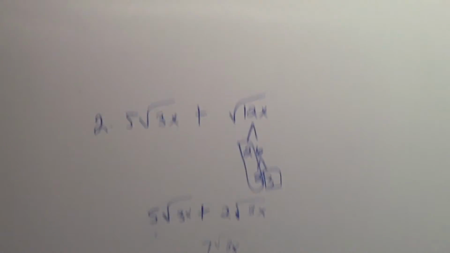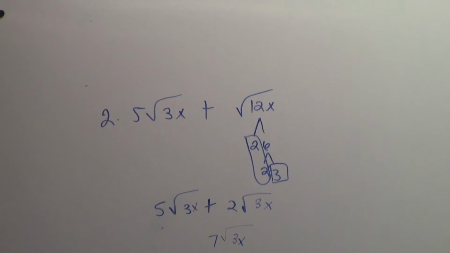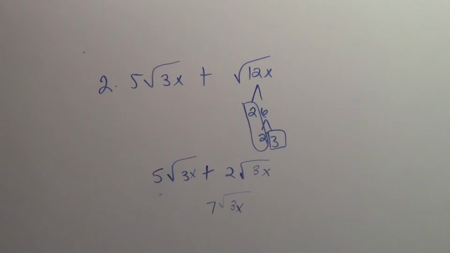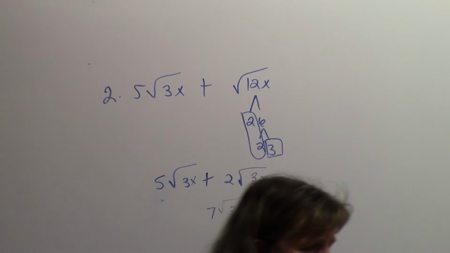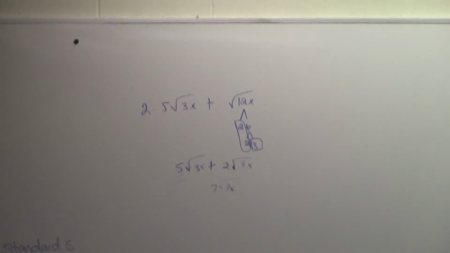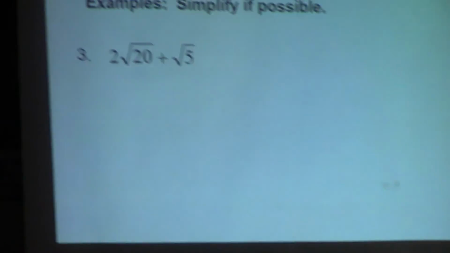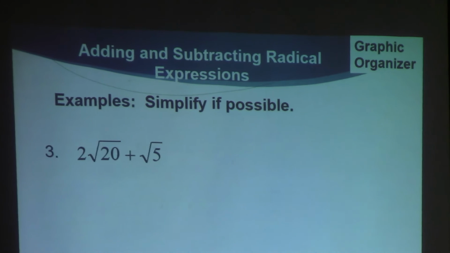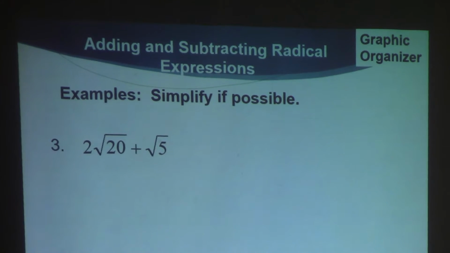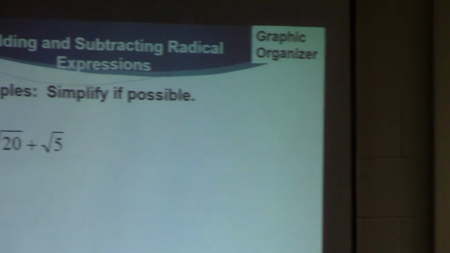Good. So you mess up like me. All right. So this is another one. Okay, so you've already done this, and that's good. Hopefully you didn't make that same mistake I made to begin with. Just hope I don't make it again. So I've got 2 radical 20 plus radical 5.